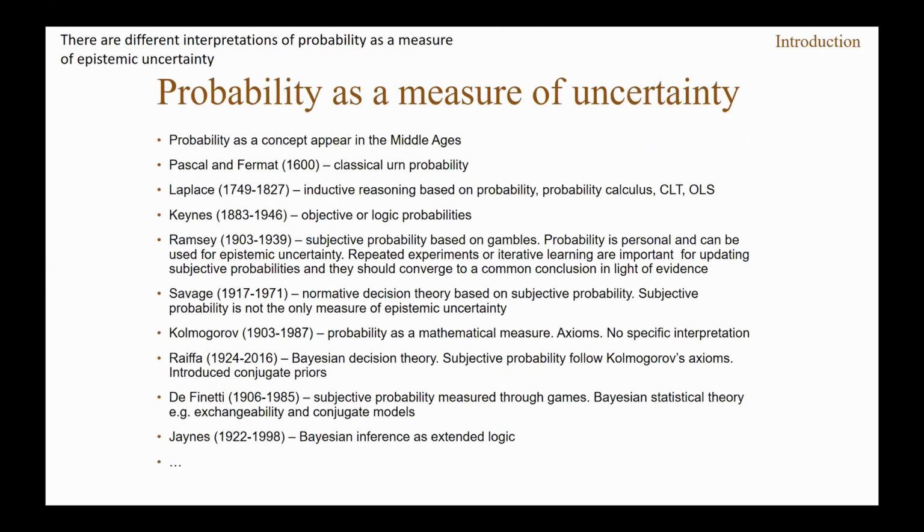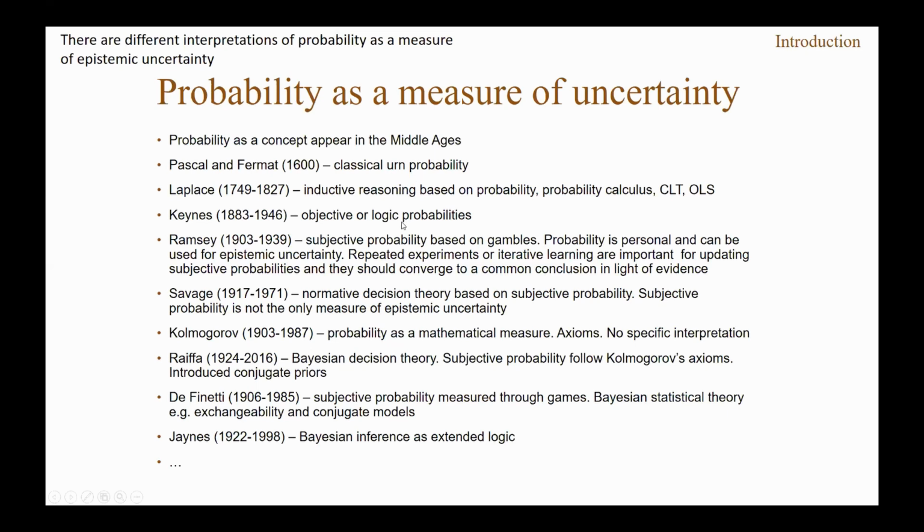So when I think about probability as a measure of epistemic uncertainty, there are many different interpretations of probability out there, and probability as a concept has been around for a very long time. Here I mention some mathematicians and philosophers who discuss probability as a measure of uncertainty. What we see is that there are different rationales for it. Sometimes they think of it in a classical sense, where you have a set of equal chances on different things to be drawn from an urn.